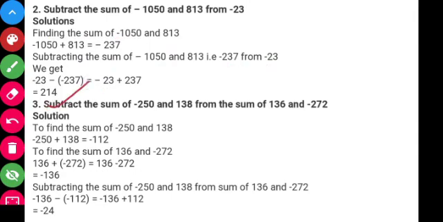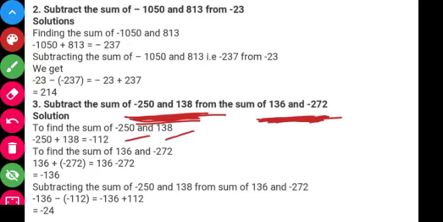Now question number 3 is given. Subtract the sum of minus 250 and 138 from the sum of 136 and minus 272. So first you find the sum of minus 250 and 138. You know how to find a sum. And then find the sum of 136 and minus 272. Okay. First we have to find the sum of minus 250 and 138. This will be equal to minus 112.